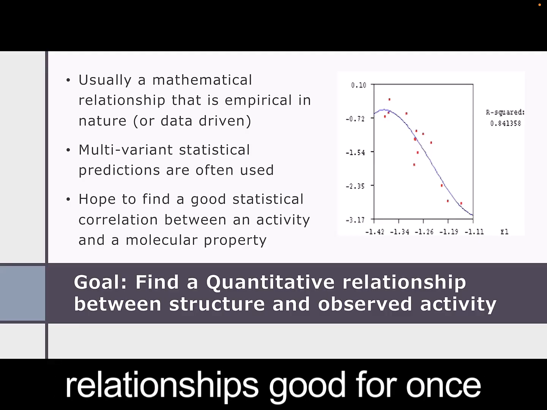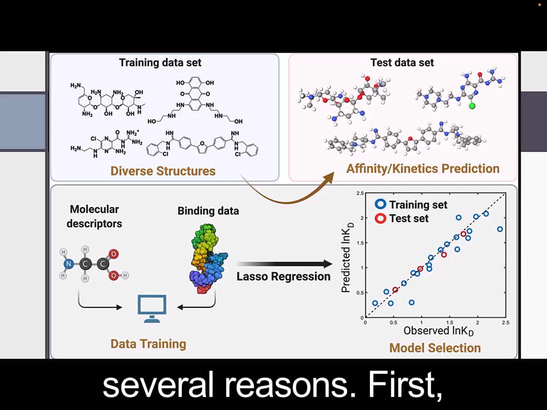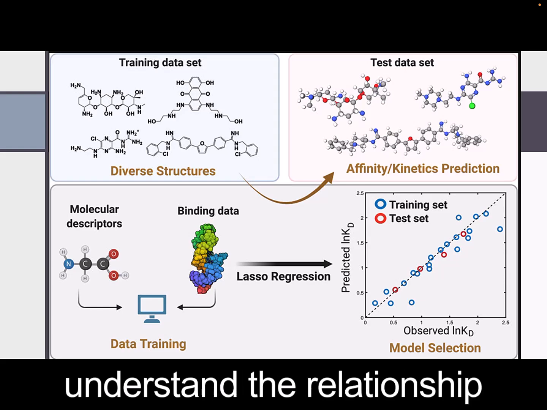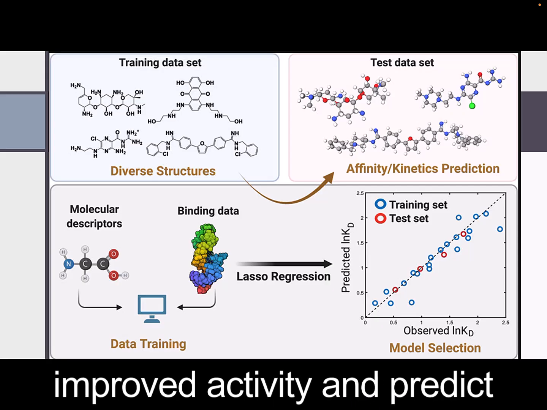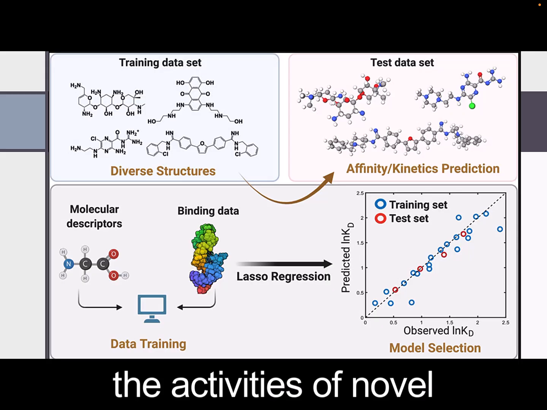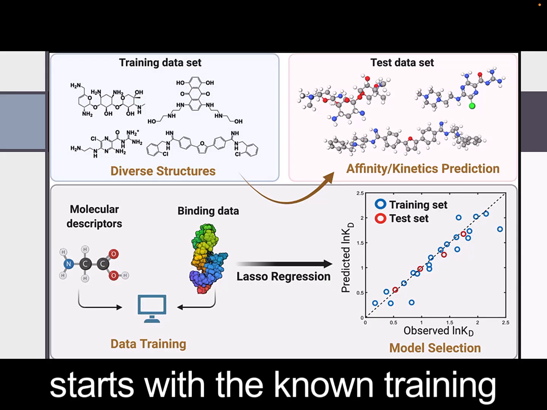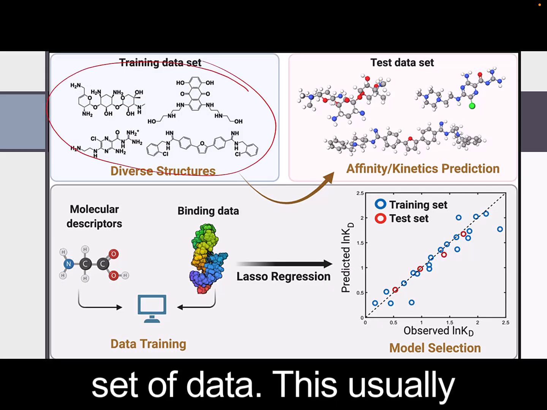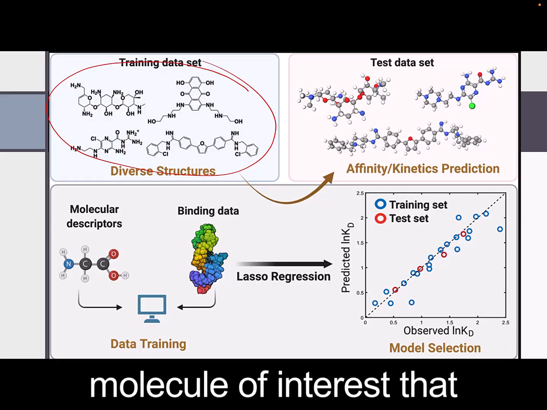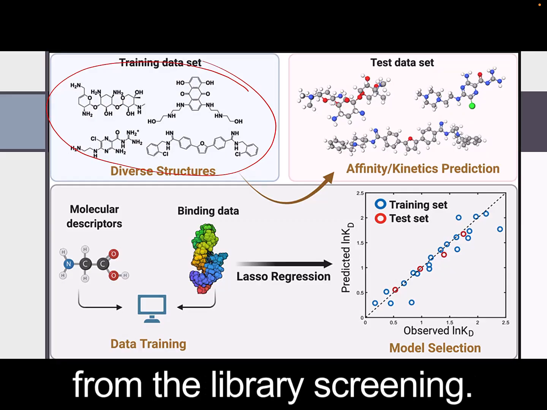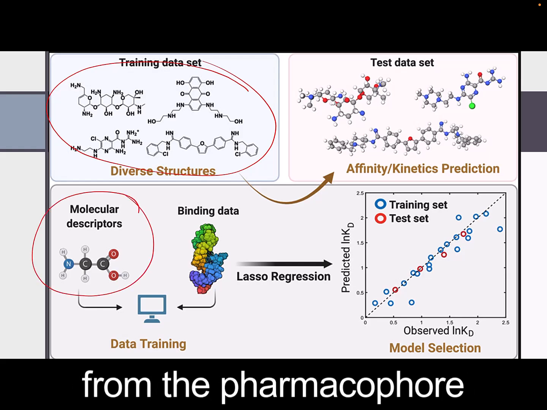So what are these relationships good for once they're developed? QSAR models are built for several reasons. First, researchers want to understand the relationship between structure and activity so that they can design compounds with improved activity and predict the activities of novel compounds prior to their synthesis. This process often starts with a known training set of data. This usually includes compounds known to bind and inhibit your molecule of interest that were first identified as a hit from the library screening. From there, molecular descriptors are developed from the pharmacophore models.